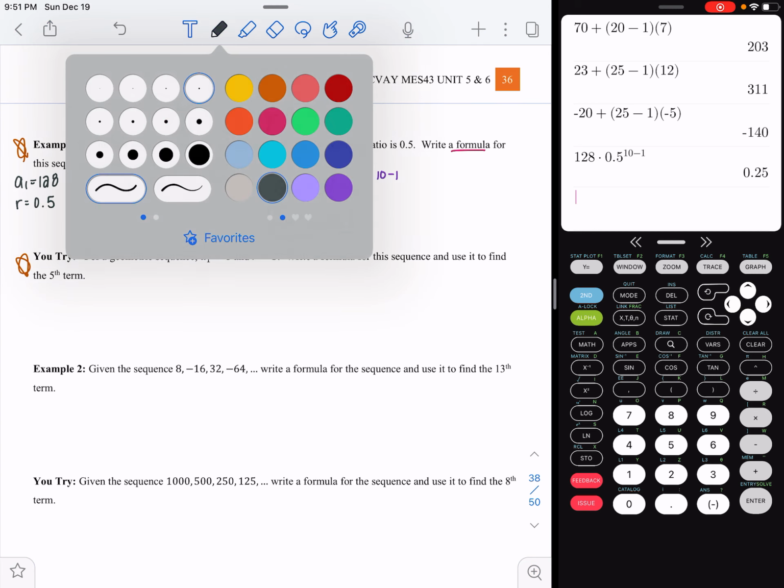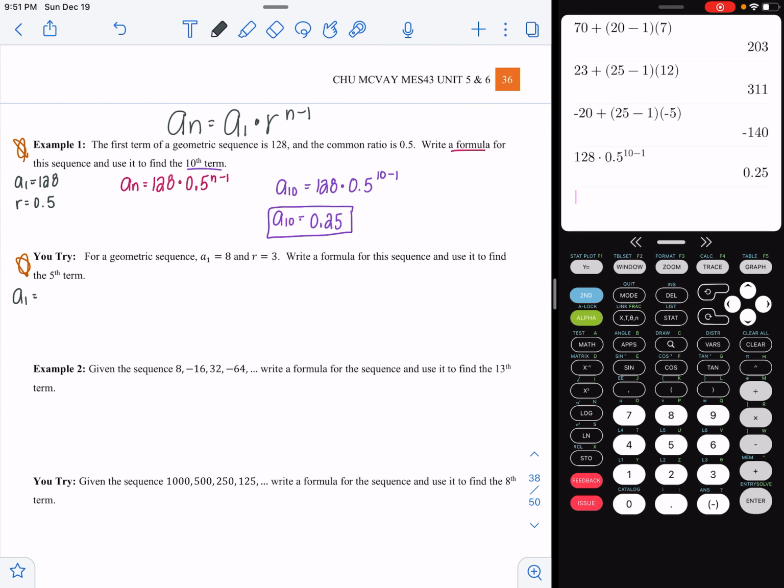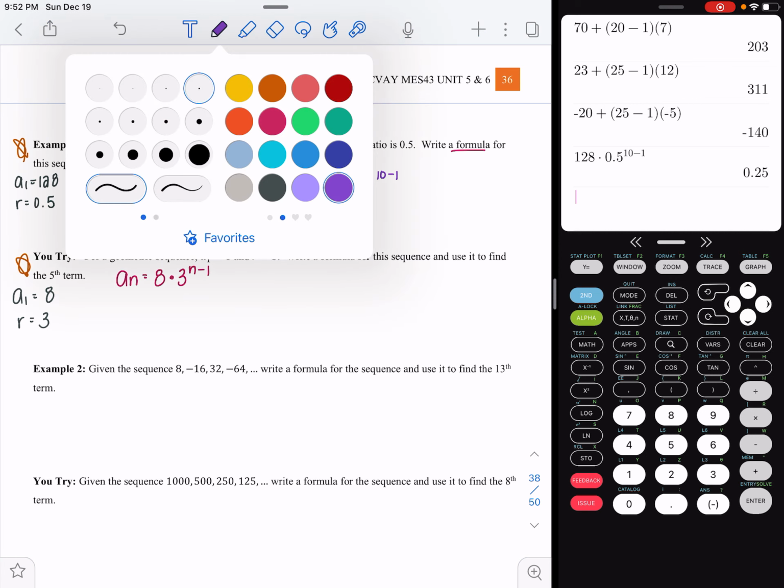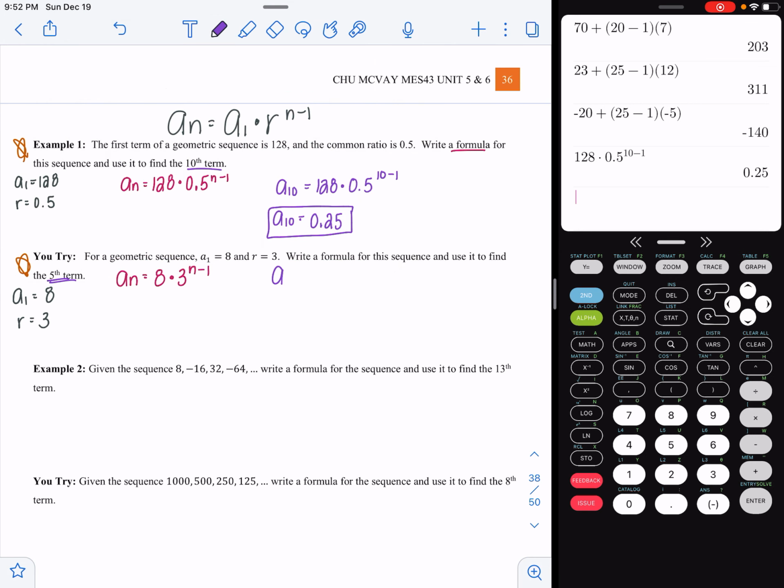All right, same deal. They give us A_1, so they tell you the first term is 8, and they give you a common ratio of 3. So let's write our formula first. A_n equals A_1, which is 8, times our r, which is 3, to the n minus 1 power. That is our formula. And now I want to find my 5th term. So A_5 is equal to 8 times 3 to the 5 minus 1. The 5th term, using our calculator, 8 times 3 to the 5 minus 1 power, I get 648.